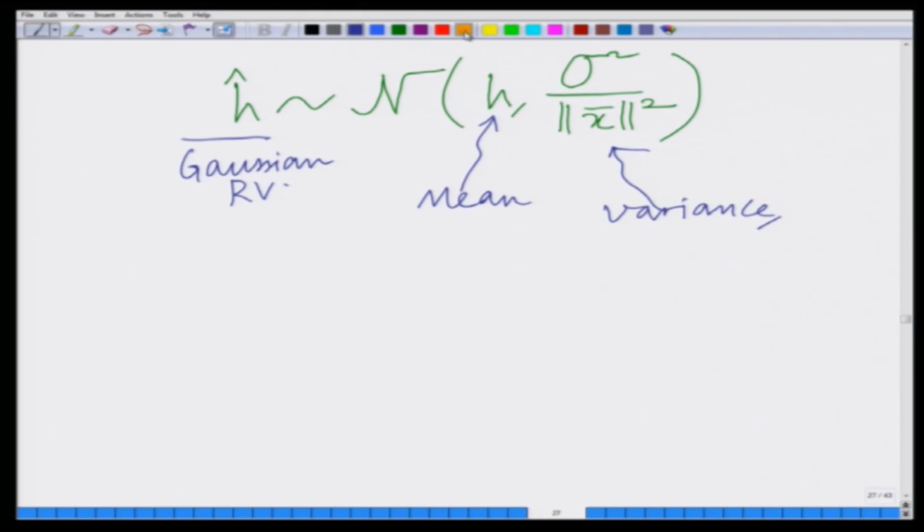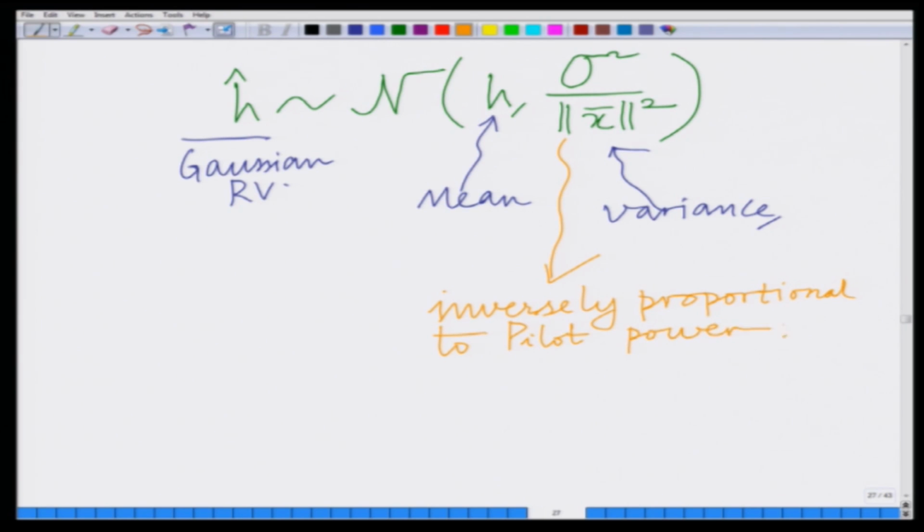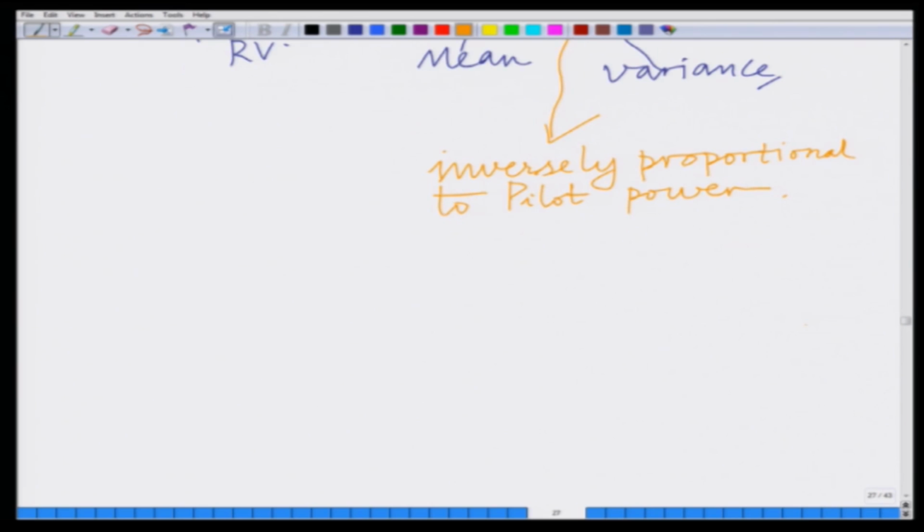So, let us note that this is inversely proportional, that is, the variance is inversely proportional to the pilot power. Now, we have also seen how to extend this to a complex parameter, because we have said that frequently the channel coefficient is complex in nature.